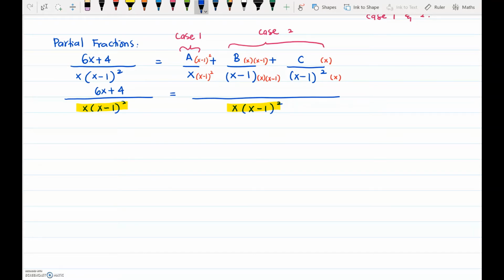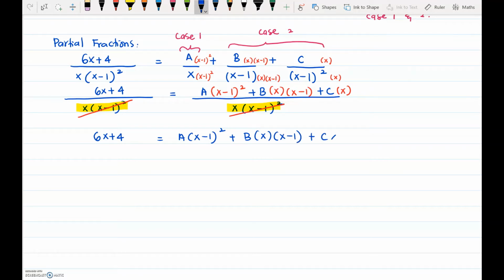Right, so now your numerator will be a times (x minus 1) squared plus b times (x minus 1) plus c times x. Okay, so next step, we will cancel off the denominator, and the remaining equation we have here is 6x plus 4 equals a(x minus 1) squared plus b(x minus 1) plus cx.